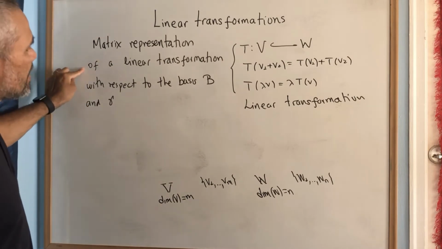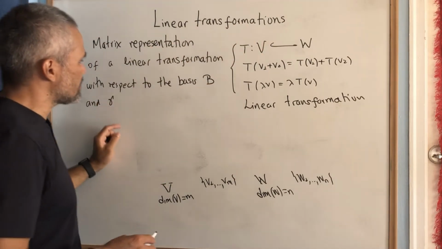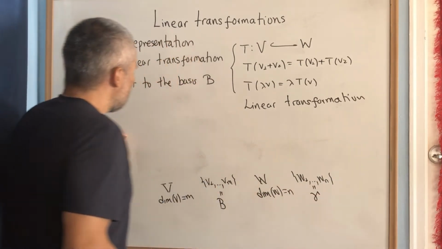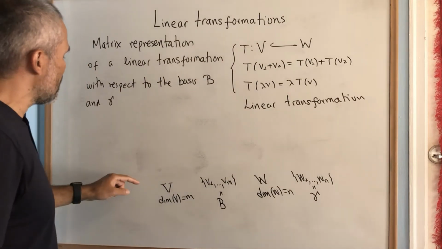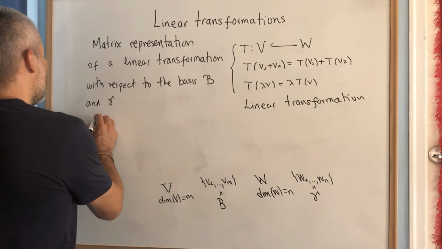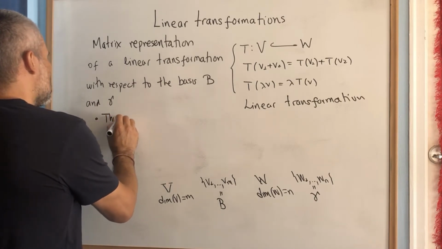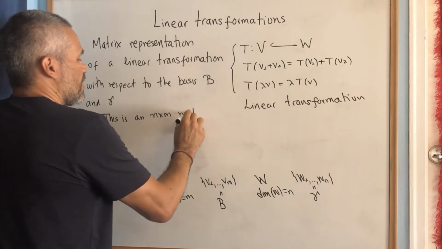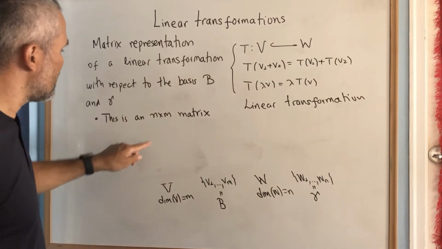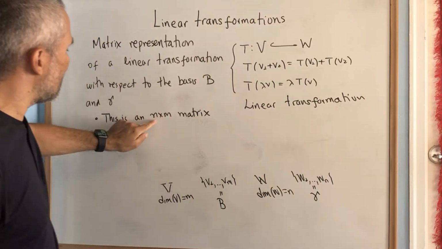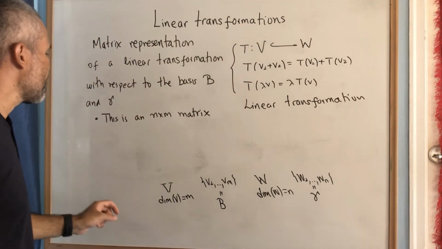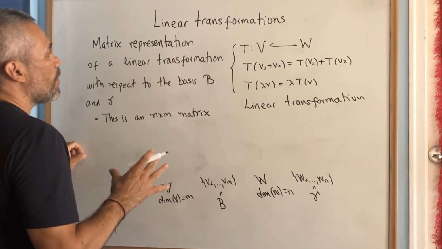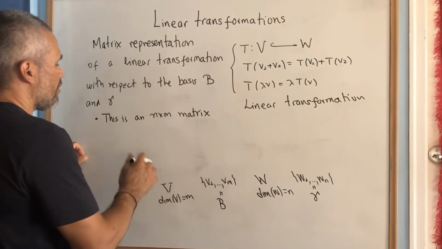Okay, this is the matrix representation of a linear transformation with respect to these bases. Let's suppose that this is the basis B, and let's suppose that this is the basis gamma. Then we're going to define a matrix, which is an n by m matrix. Here m is the dimension of the domain and n is the dimension of the codomain. And the way to do it is we're going to describe the columns of this matrix.